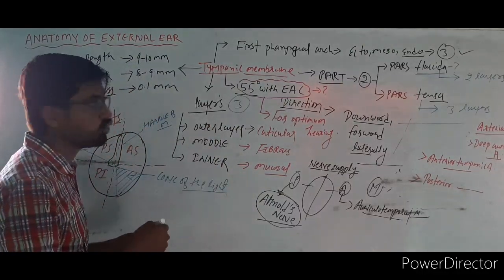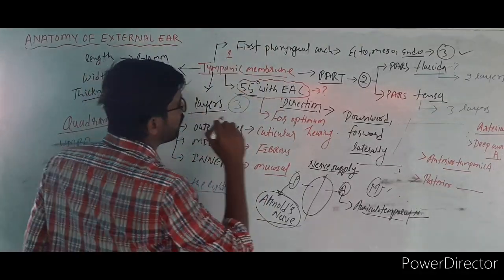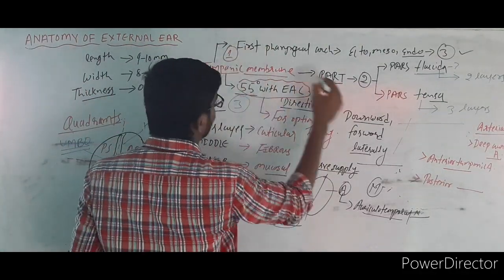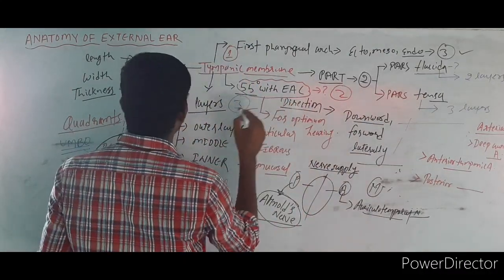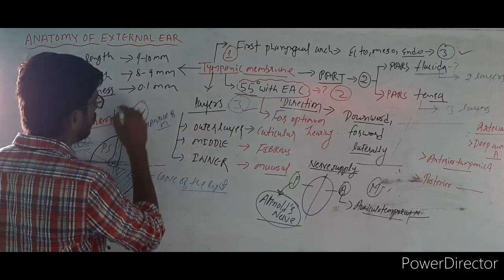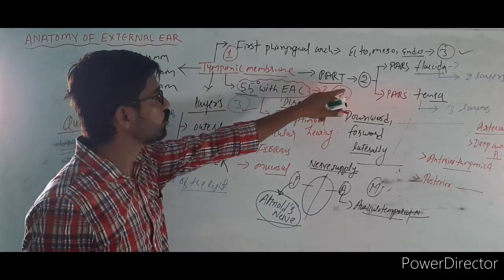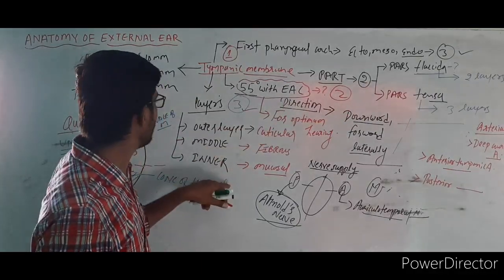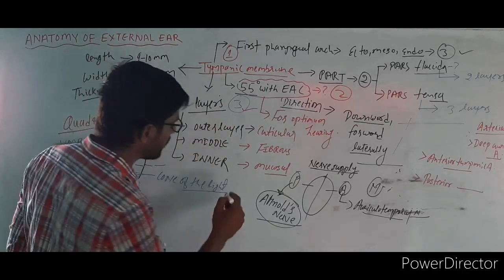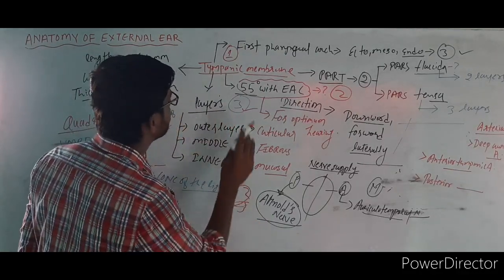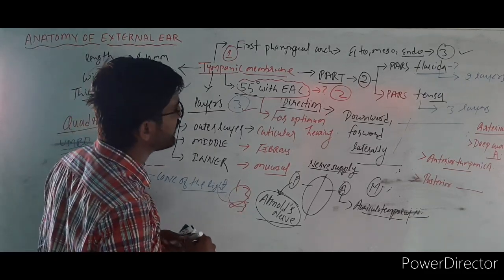Now see how to remember the tympanic membrane. First, 1, 2, 3, 4. First means the first pharyngeal arch, development. Part 2. What is 3? Layer 3. 4 what? Quadrant 4. So 1, 2, 3, 4. You can remember it like this. This is the tympanic membrane. I think I have covered most of it.